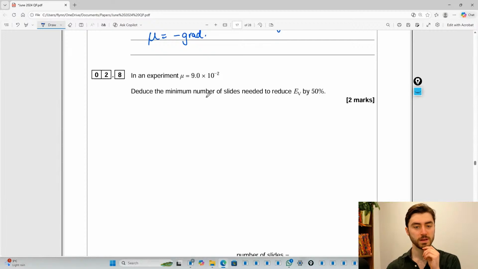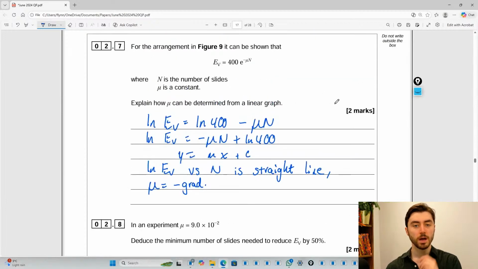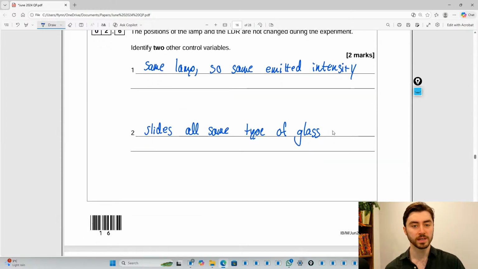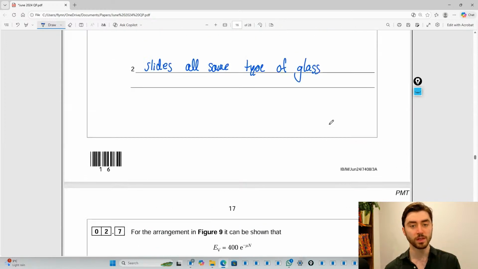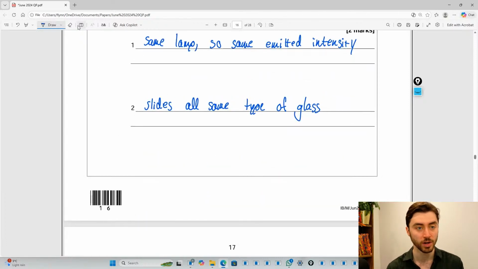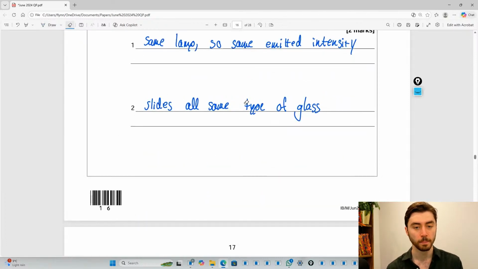Deduce the minimum number of slides needed to reduce it by 50%. Okay, so n is the number of slides. Oh, if n is the number of slides, then absolutely, then you also want the same thickness. Because if you're not measuring the thickness, if you're just measuring the number of slides, then it has to be the same thickness. So I'm going to go back and change this. In fact, I'll just add it, and same thickness.